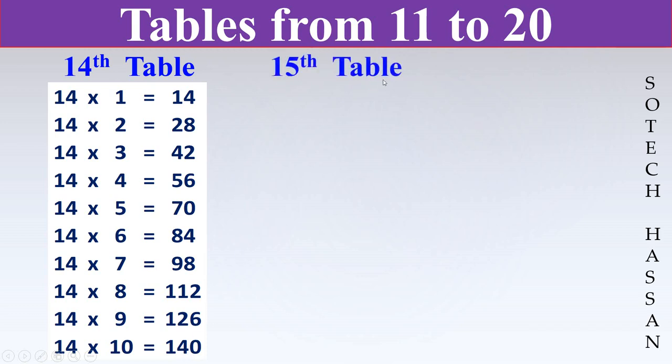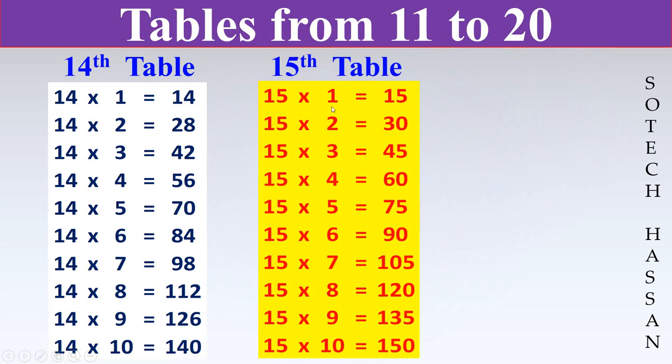15th table. 15 ones are 15. 15 twos are 30. 15 threes are 45. 15 fours are 60. 15 fives are 75. 15 sixes are 90. 15 sevens are 105. 15 eights are 120. 15 nines are 135. 15 tens are 150.